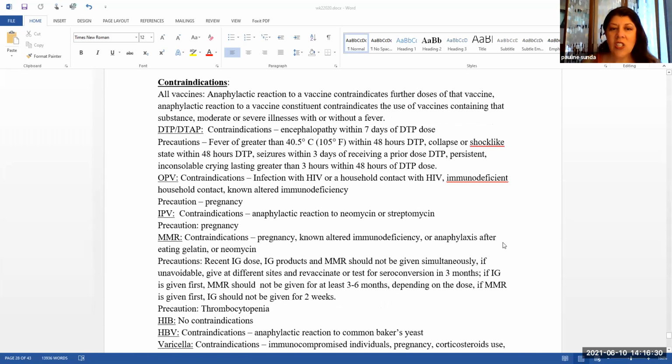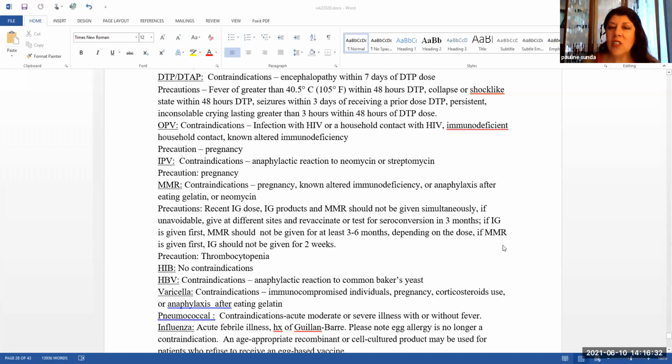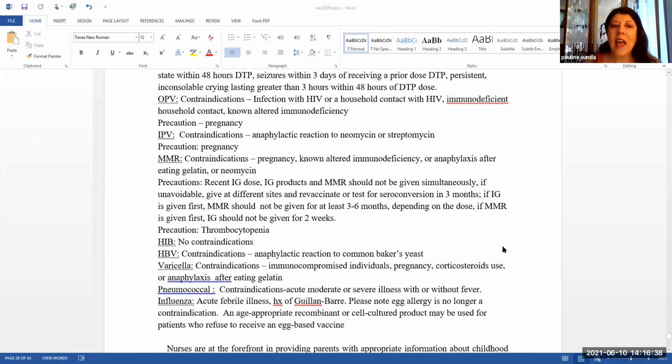The contraindications: anaphylactic reaction to neomycin or streptomycin. It's given with precaution in someone who's pregnant. MMR contraindications are pregnancy, immunodeficiency, obviously because that's a live virus vaccine, or if they have anaphylaxis after eating gelatin or neomycin.